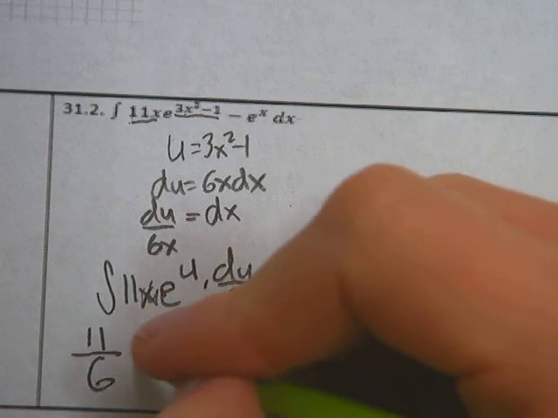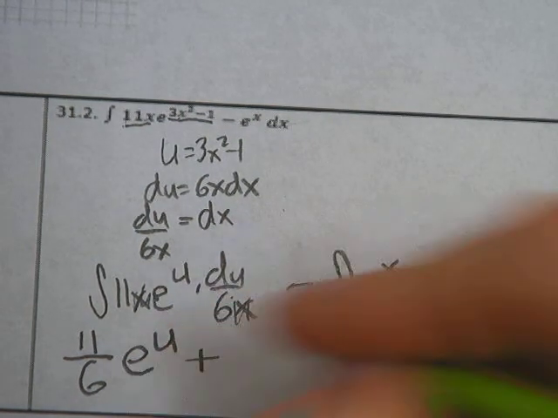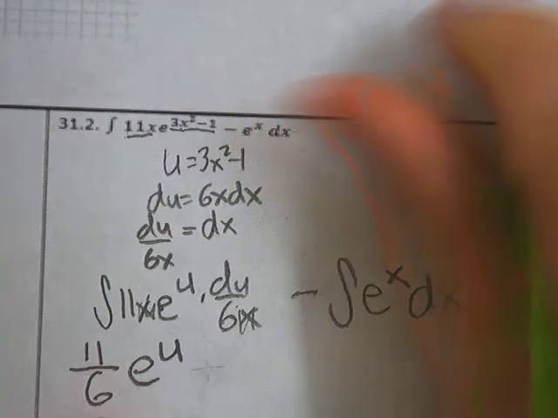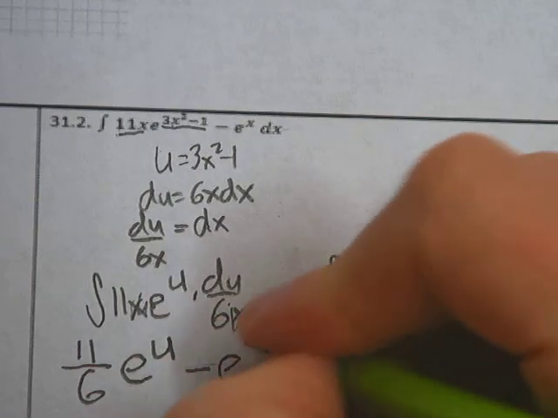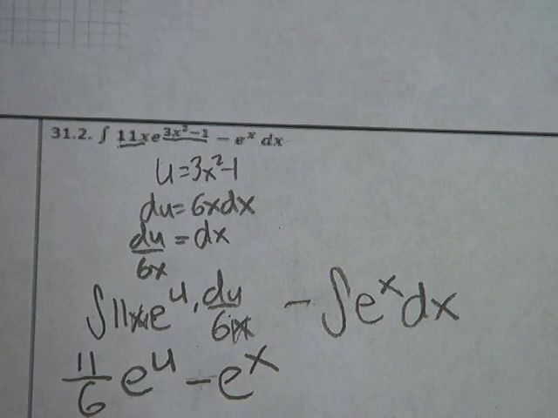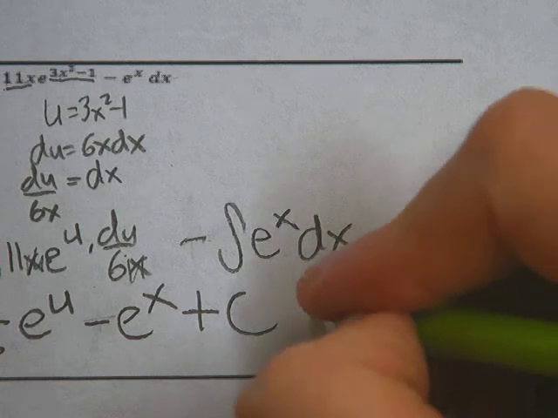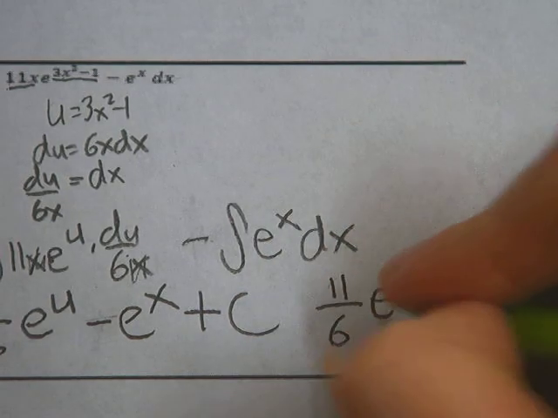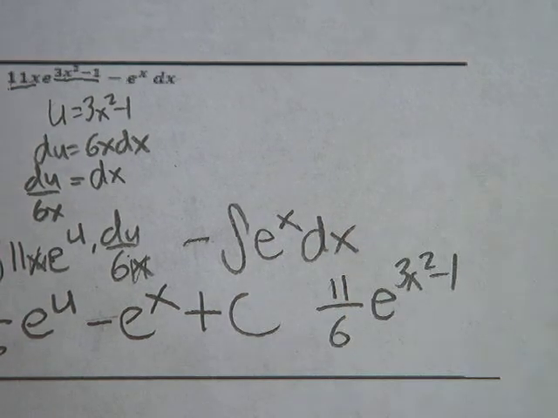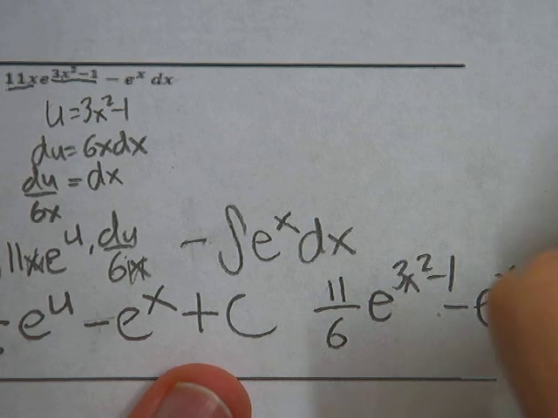So if I integrate that, surprise, I'm just going to get e to the u. It's so crazy. And this one, minus, or e to the x rather, because I just rewrite it for its integral. And plus c. And the last thing I need to do is just get rid of the u in the problem, so I just need to write 11/6 e to the 3x squared minus 1, minus e to the x plus c.